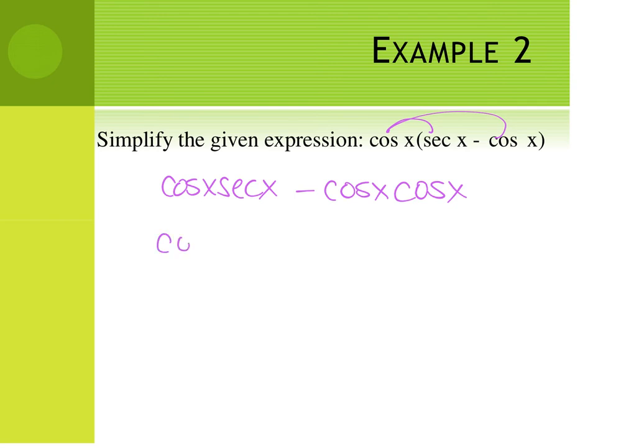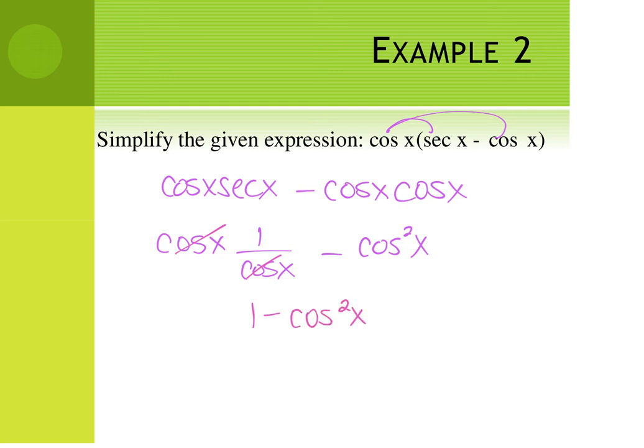Cosine stays cosine, but what is secant of x? 1 over cosine. And cosine x times cosine x, it's weird, but the squared goes on the trig function, not on the variable. So when I multiply them together, it's cosine squared of x. What happens with cosine times 1 over cosine? These cancel, and I get 1 minus cosine squared of x.